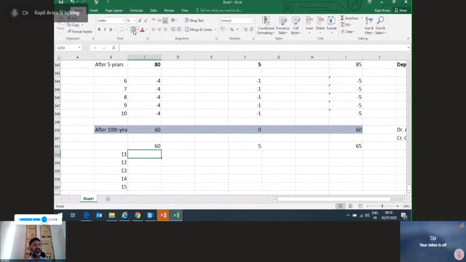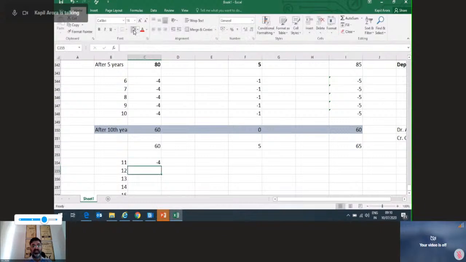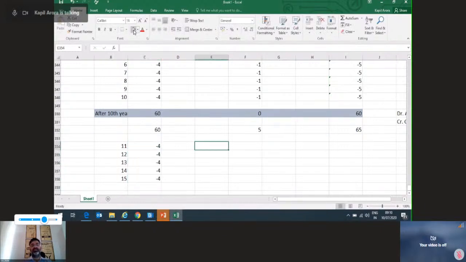Again, the life is 16 years now. Sorry, 15 years now. So here the depreciation will remain minus 4 every year. Whereas the life of this is, sorry, life of this is 5 years. So depreciation would be minus 1, minus 1, minus 1.